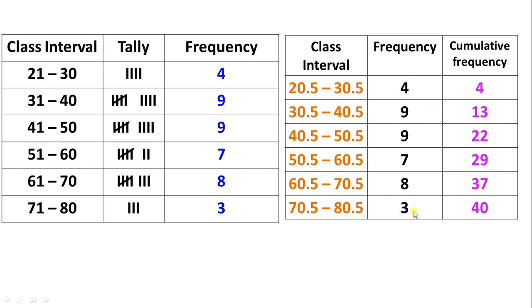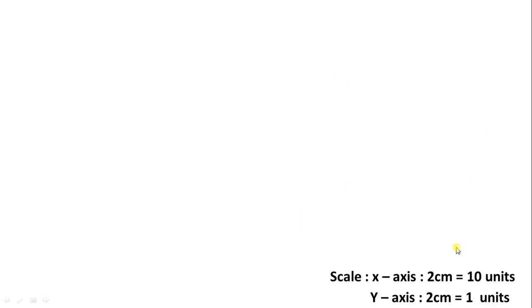Frequencies are marked here to construct the histogram. As we need to construct the ogive also, let us find out the cumulative frequency. So your frequency distribution table in the exclusive form is ready. These are the values of class interval, these are the values of frequency for the histogram, and these are the values of cumulative frequency to draw an ogive.